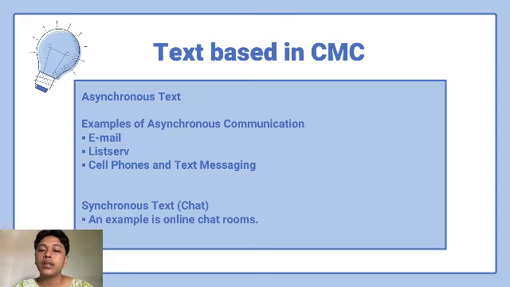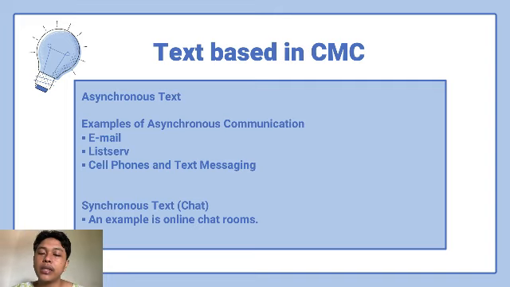Asynchronous text. An example of asynchronous text is email. Email is an example of asynchronous text as the interaction is not in real time. Email is used in language teaching, both between teachers and students and between students. Teachers can also assign information gap activities where students are paired up and each has some information needed to complete the task. The next one is cell phone and text messaging.